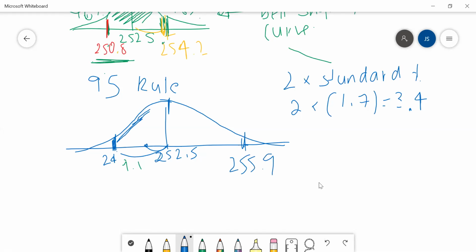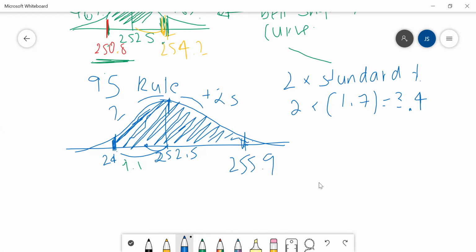Okay, so that means when I add 2 standard deviations to the right and when I subtract 2 standard deviations, I get 95% of the data. Okay, the remainder from 95 to 100 is 5%, which means this part here is the leftover 2.5%, and this part here is the leftover 2.5%.